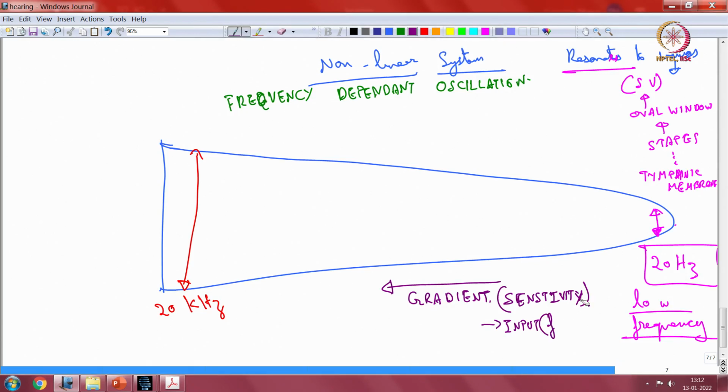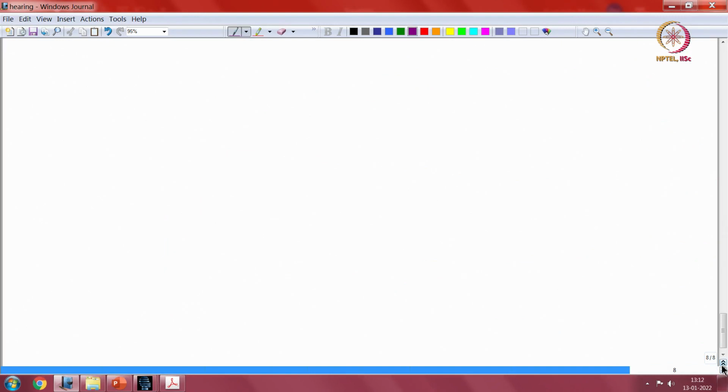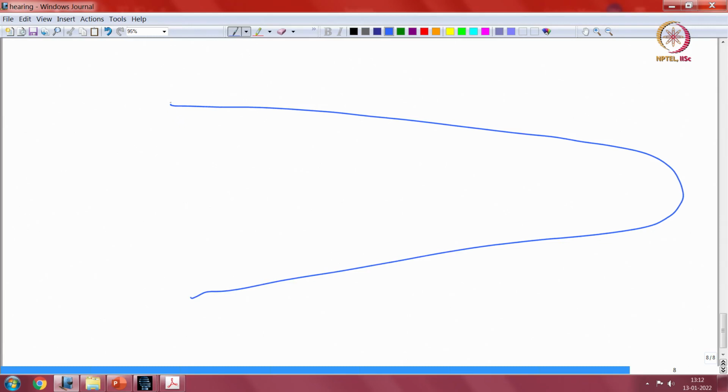Sorry, I think I shouldn't use the confusing terminologies. So the membrane is essentially split into various components. I have just shown it as 20 hertz and so on. The basilar membrane deserves respect, and I will shortly tell you why. In general, it is experimentally found that you can divide this into 3 components.